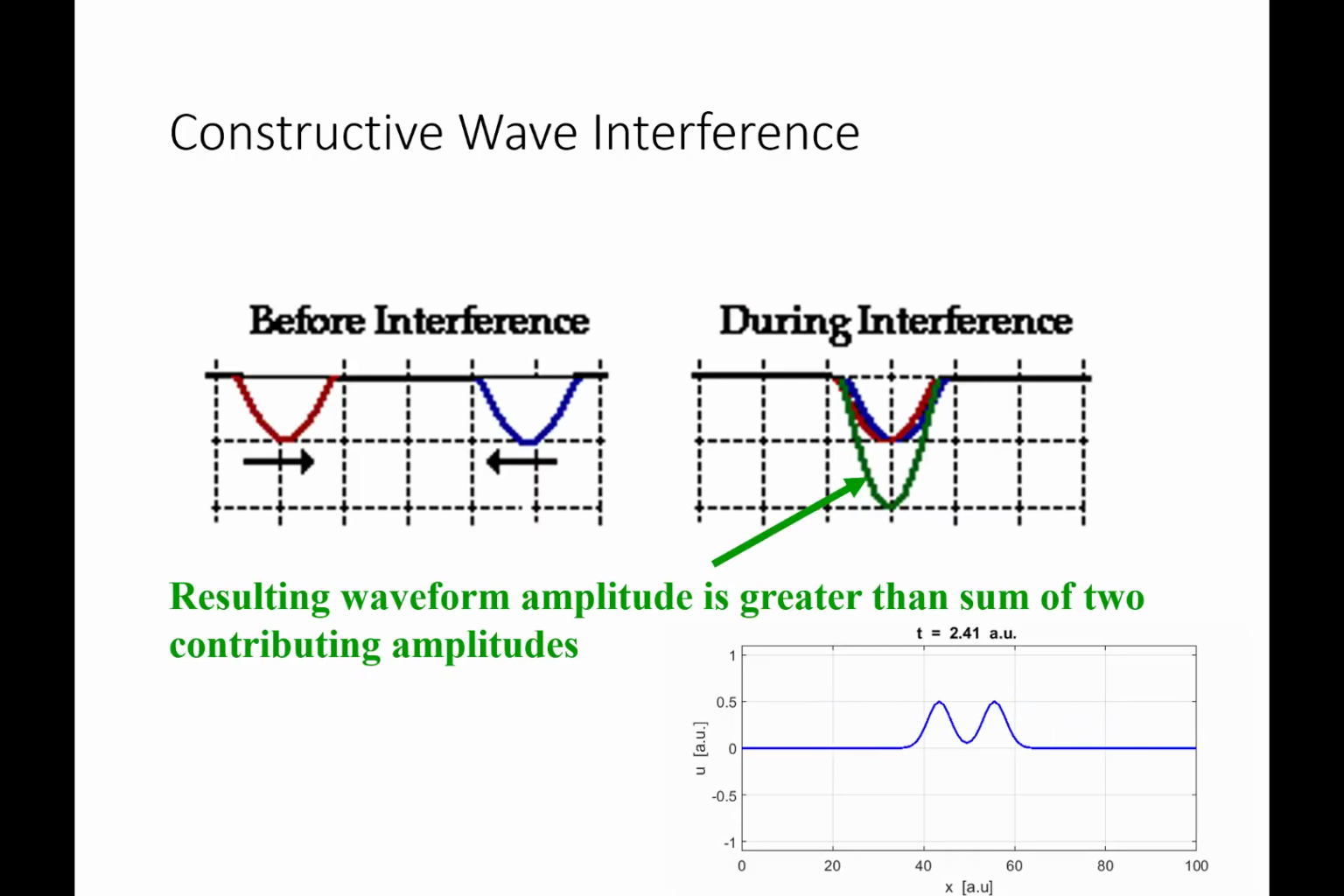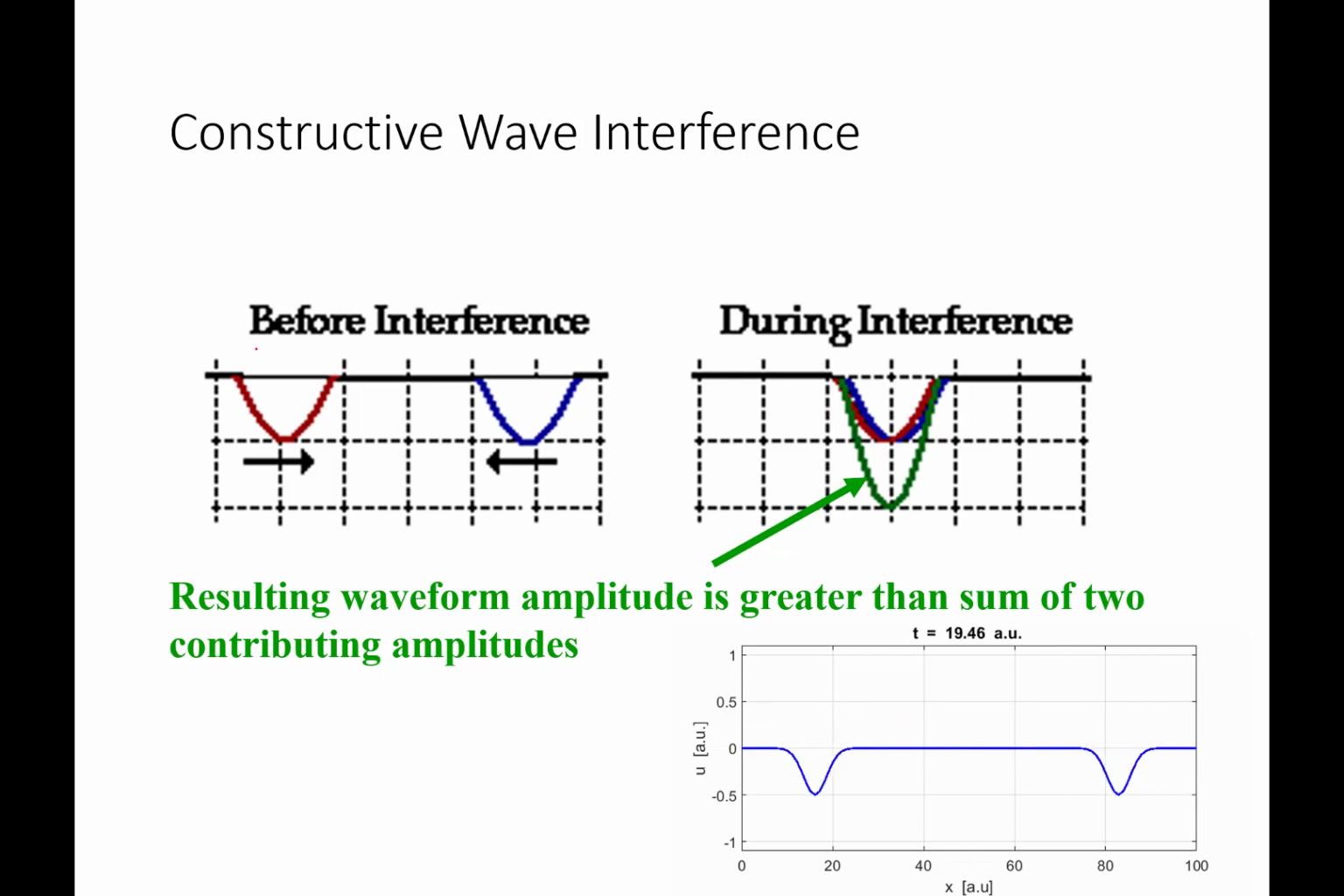So there are two types of interference: constructive and destructive interference. Constructive interference is what you get when two waves have the same sign and then they overlap. Here we have two negative waves, and when they overlap they produce this green negative wave.